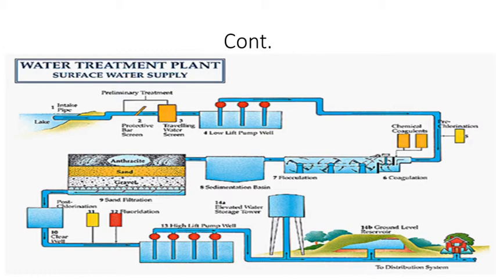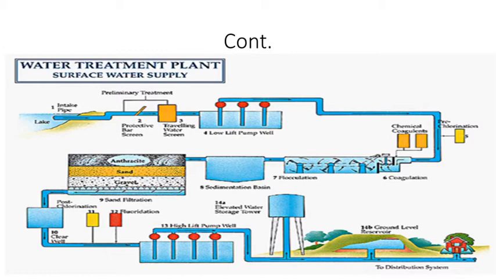Next, filter sand or filter media. If you are considering the thickness of the sand bed, it varies from 80 to 100 centimeter for a slow sand filter. That means the depth is more in the case of a slow sand filter. And for the rapid sand filter, the thickness or depth varies from 60 to 75 centimeter.